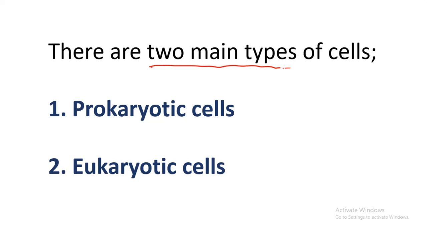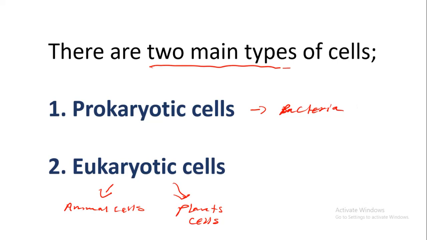As a result, these eukaryotic cells are normally classified into animal cells and also plant cells. We also need to understand the basic differences between animal cells and plant cells. Remember, there are two main types of cells. One, the prokaryotic cells, which are found in unicellular organisms such as the bacteria, and we also have eukaryotic cells, which are found in multicellular organisms such as animals and plants.